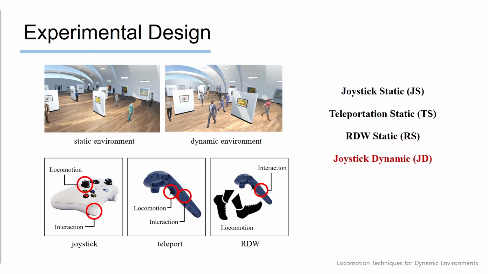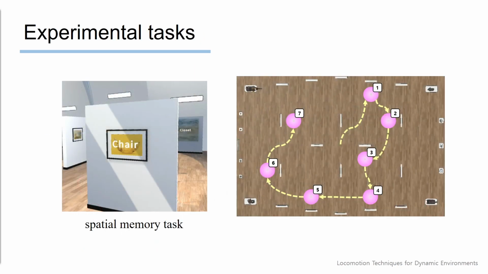In the JD condition, participants move in a dynamic environment using a joystick. TD condition means that users teleport in a dynamic environment. In the RD condition, participants use redirected walking to move in a dynamic environment. Participants had to move around the virtual space and memorize the 7 words. After each condition, participants completed questionnaires asking about their spatial knowledge and user experience.